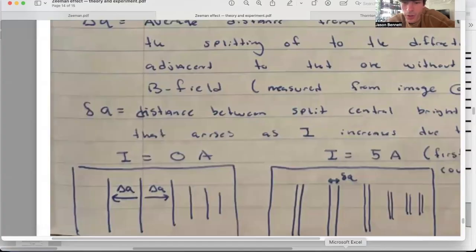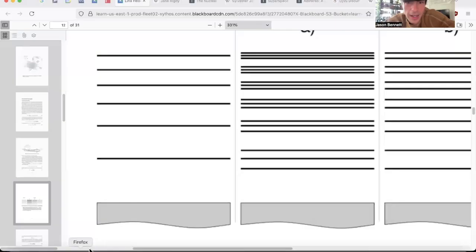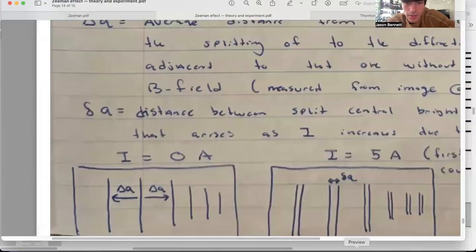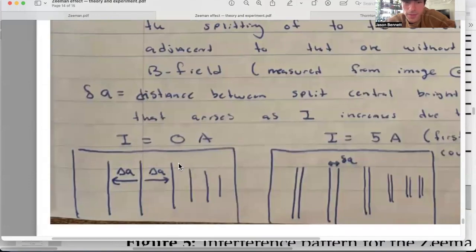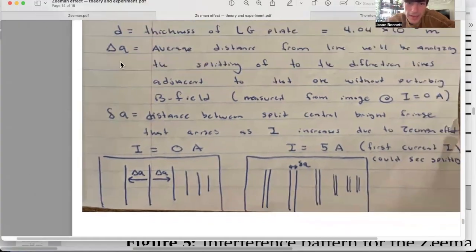Our diffraction pattern will be oriented not like this, but like this. You've got these three long lines, and I picked the one in the middle. That was the brightest in my case, and then there's some reduction down here. So that's what capital delta A is.